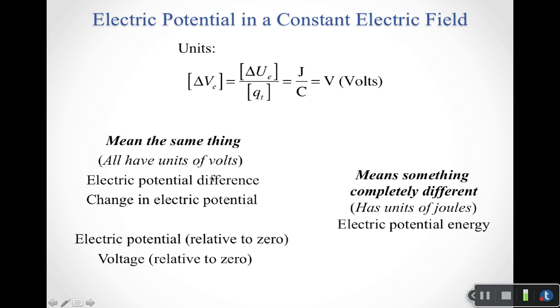They are fundamentally different, however, from electrical potential energy. It has units of joules. So we will use these phrases largely interchangeably. And so recognizing that when we talk about the voltage, that's not any different than talking about the electric potential. Those mean the same thing. But none of these are equivalent to electrical potential energy. That's simply a very different quantity.